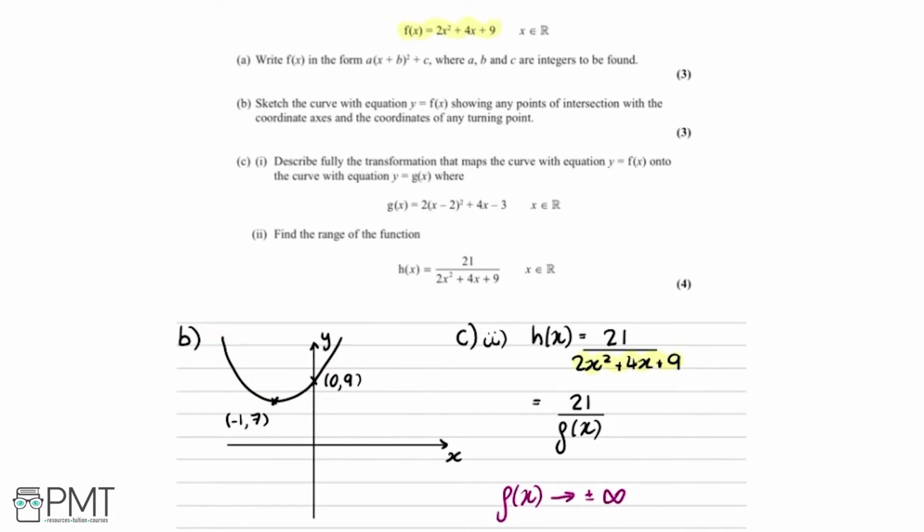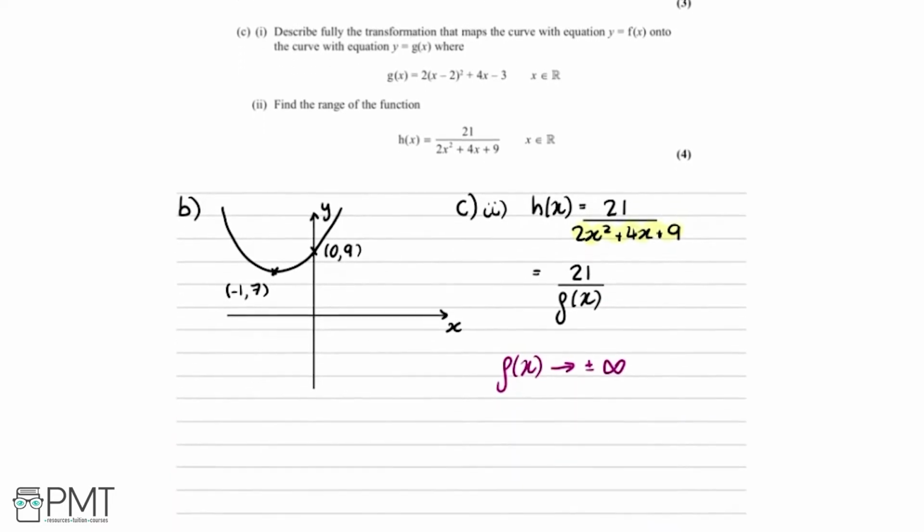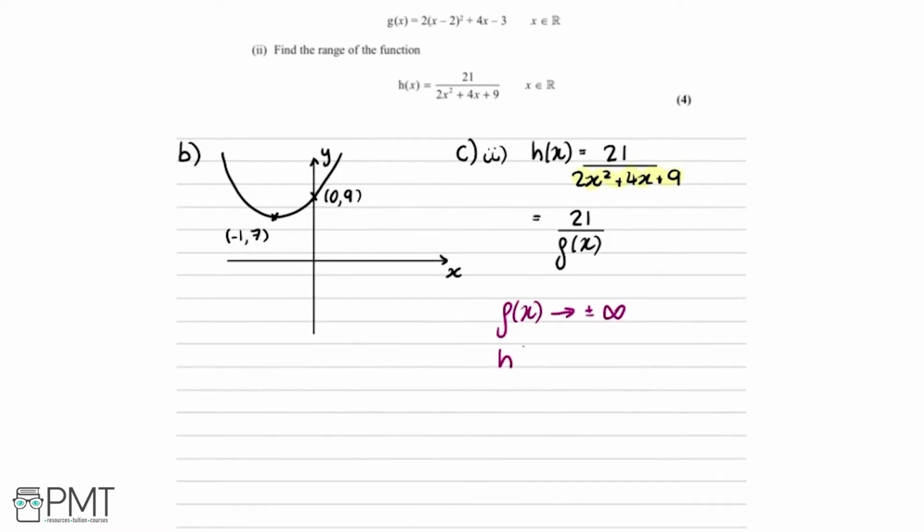And this is good because f of x is on the denominator. So if f of x is tending towards infinity, because it's on the denominator, if you divide by a big number, you get a really small number. So this means that as f of x tends towards infinity, h of x tends towards 0. Because as f of x gets bigger and bigger, you're dividing by a bigger and bigger number each time, which means h of x is getting closer and closer to 0.